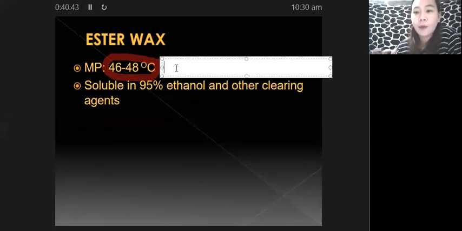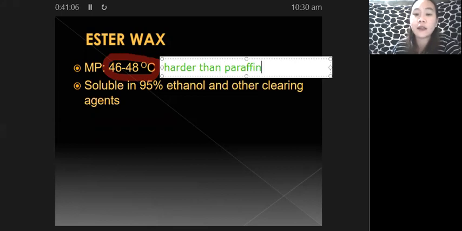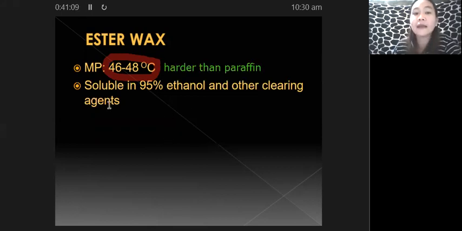However, our general rule is that the higher the melting point, the harder the wax. But an exception to the rule is your ester wax. Although it has a lower melting point, at 46 to 48 degrees Celsius, your ester wax is harder than paraffin. Important characteristics that you have to know about your ester wax: it is soluble in 95% ethanol, and it is also soluble in your clearing agents.